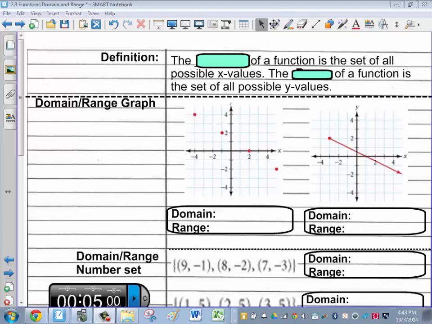Okay, now we're moving on to domain and range. Oh, you guys have been waiting for this, I know. Let's talk a little bit about domain and range.